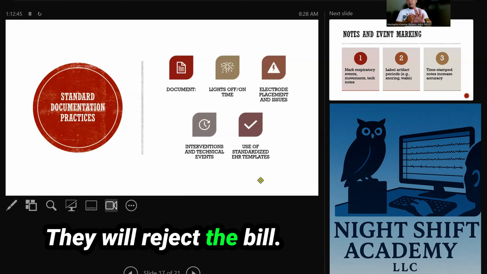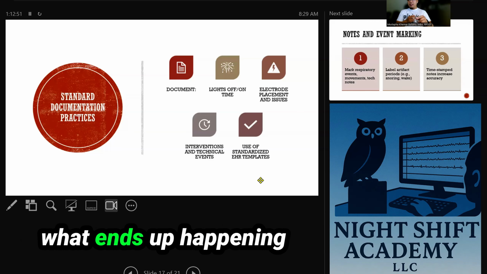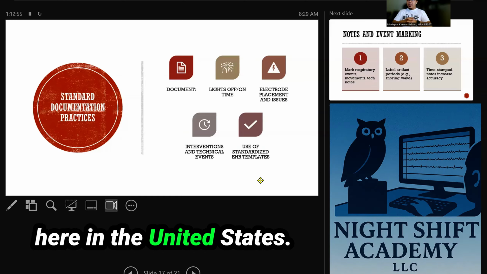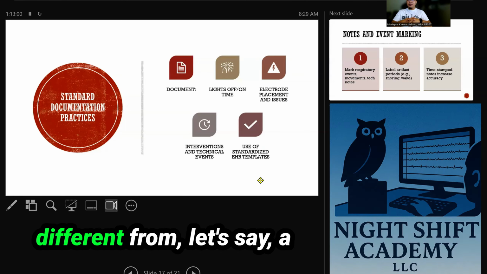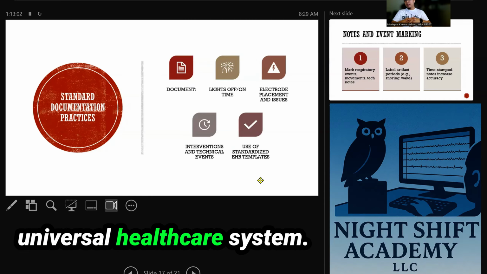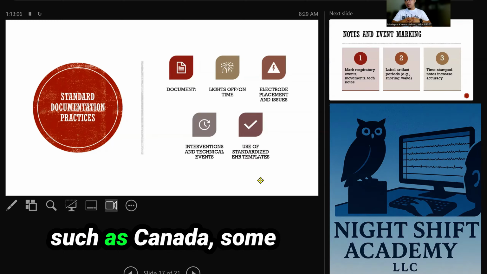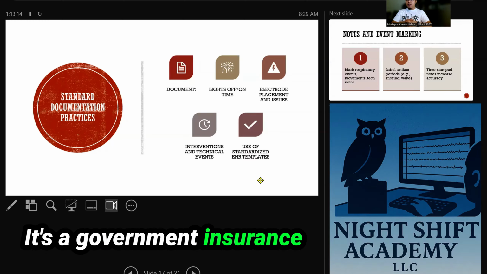They will reject the bill. So if you don't fix that, then what ends up happening is you will bill the patient. So this is the system here in the United States. It's called managed care. The managed care system is different from, let's say, a universal healthcare system. There are many other countries that use universal healthcare systems, such as Canada, some parts of the Middle East. It's a government insurance system in the Philippines.